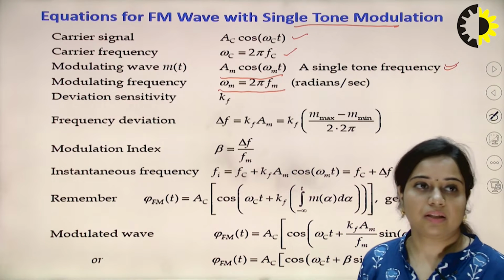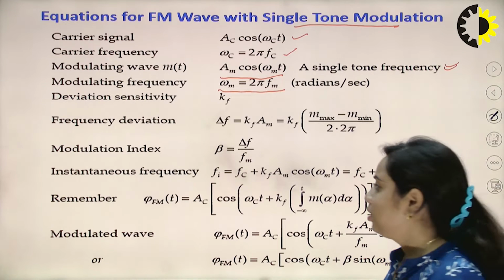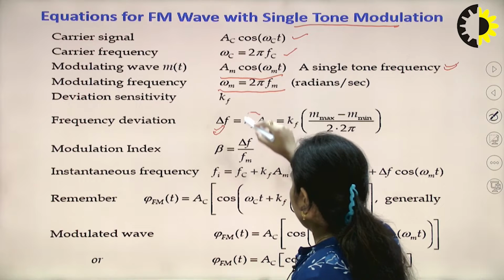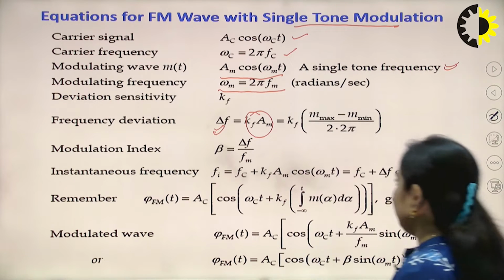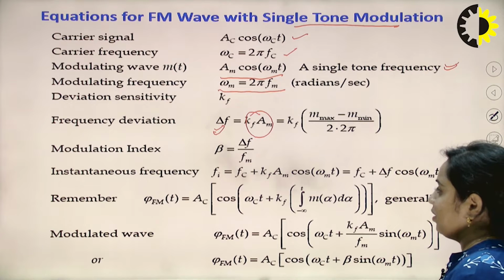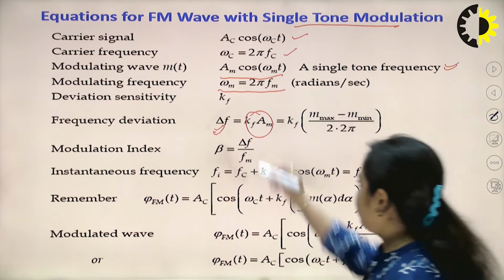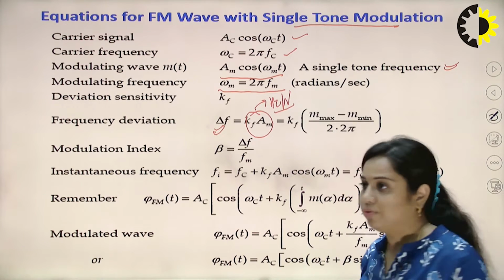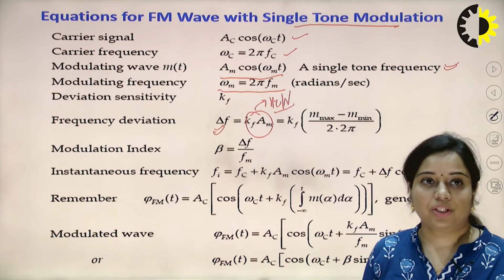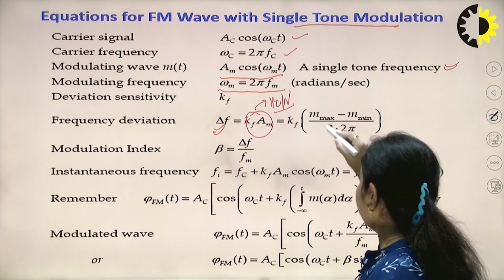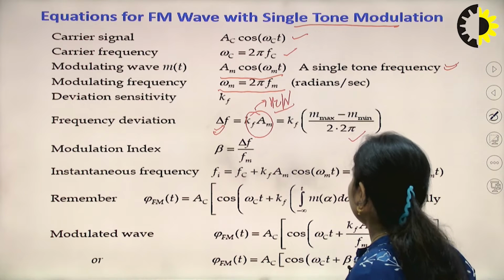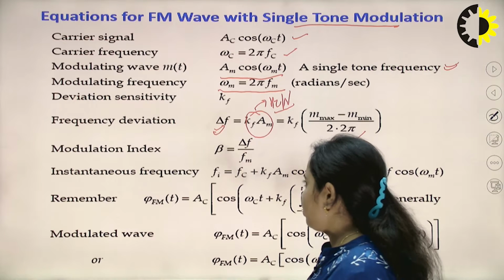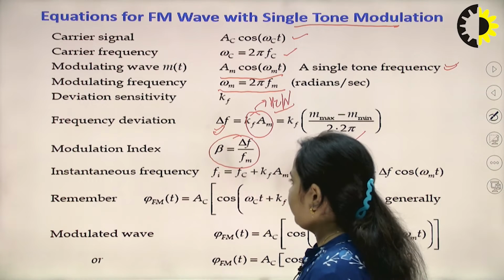Now next we will see the frequency deviation. Frequency deviation is denoted by delta f, whose formula is kf into Am. Now what is kf? Kf is the frequency sensitivity or the deviation sensitivity. Its unit is hertz per volt. This is a kind of proportionality constant. Now this will be equal to kf into m max minus m minimum divided by 2 into 2 pi. Now next parameter is modulation index, which is denoted by beta, delta f upon fm.